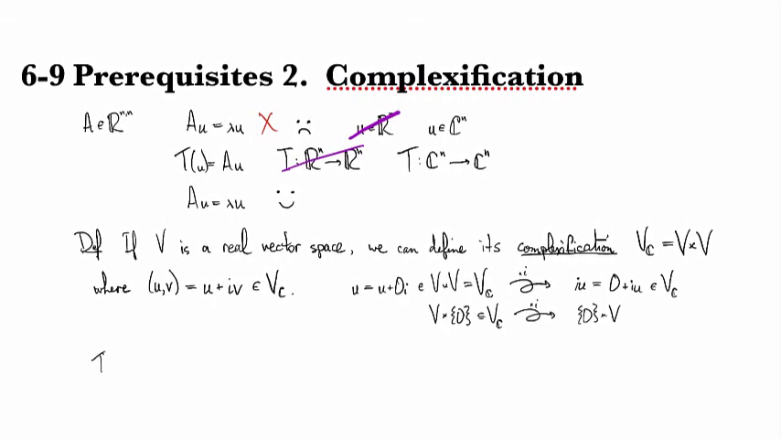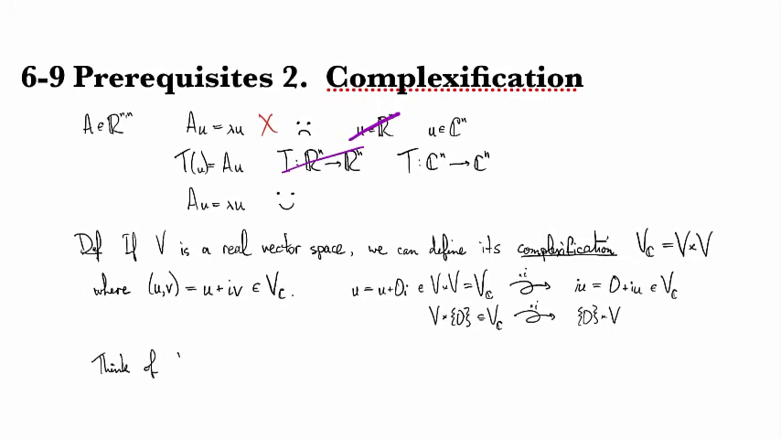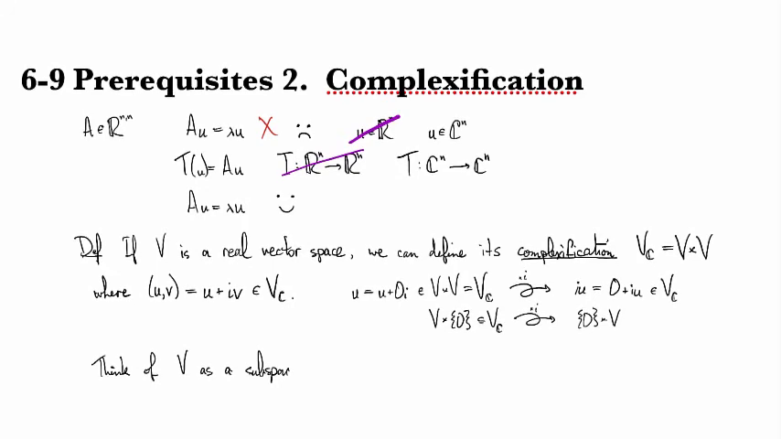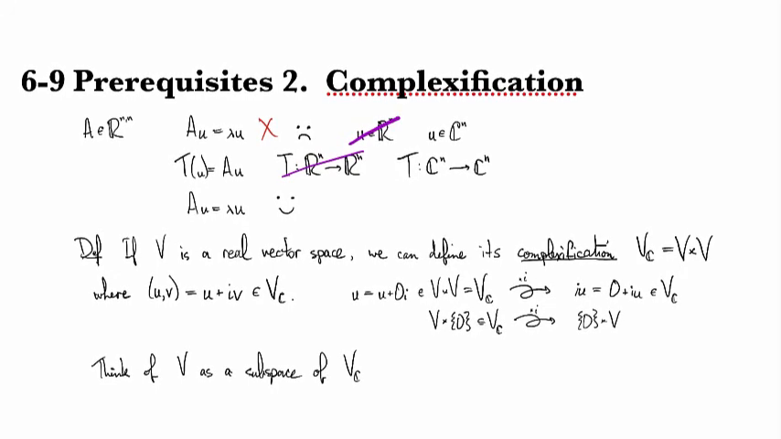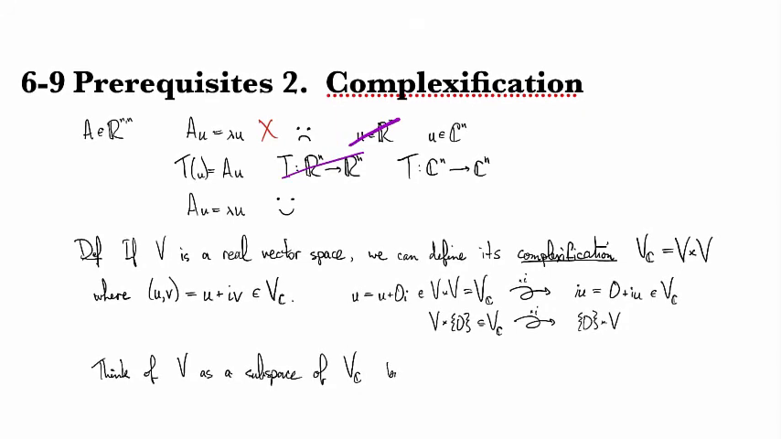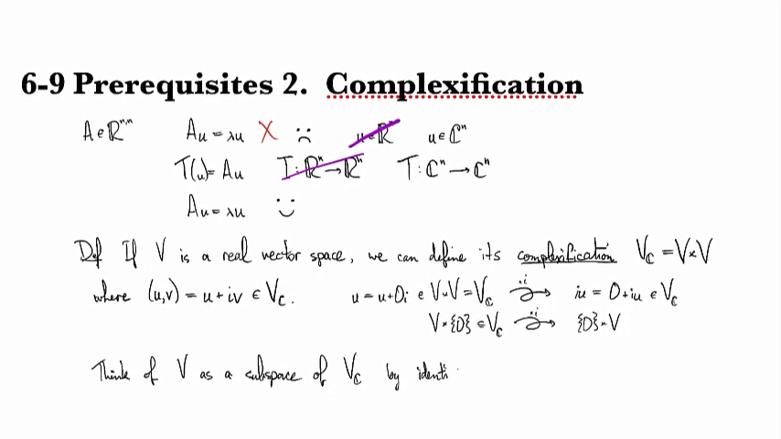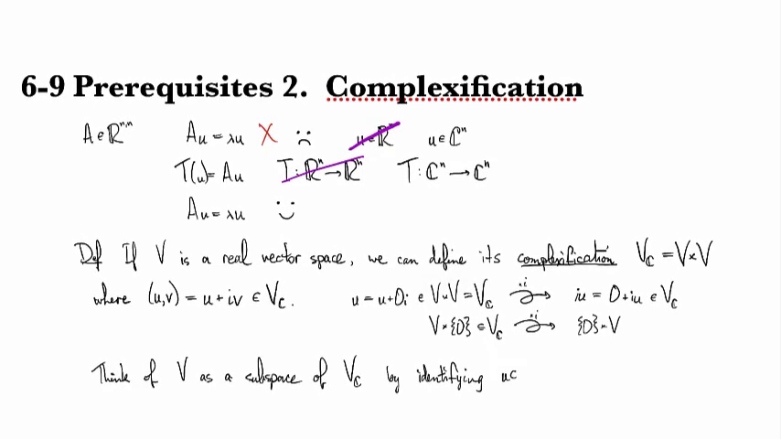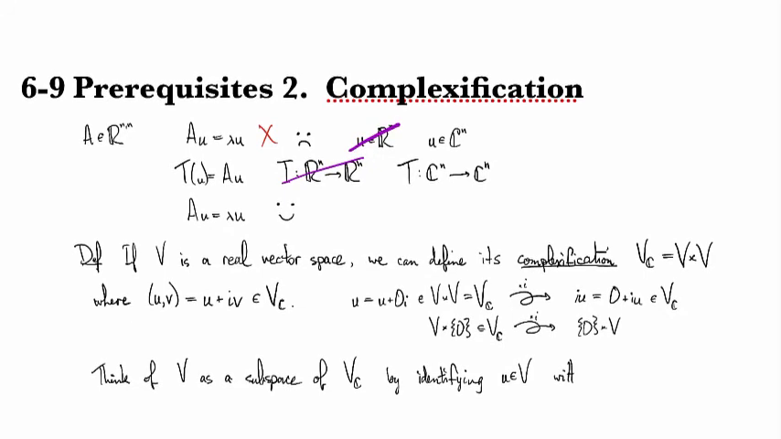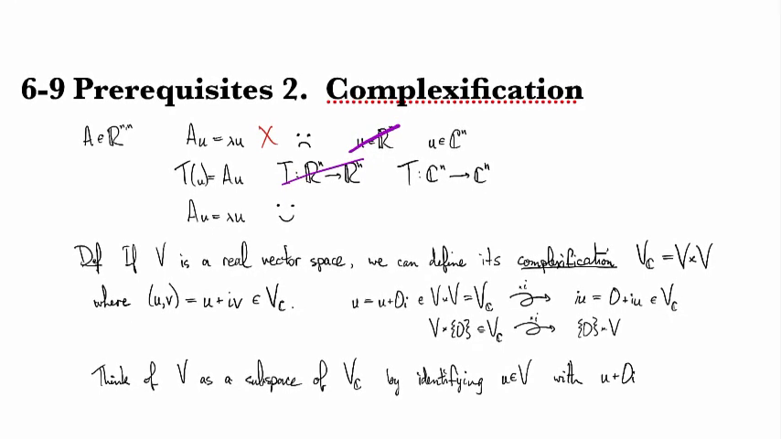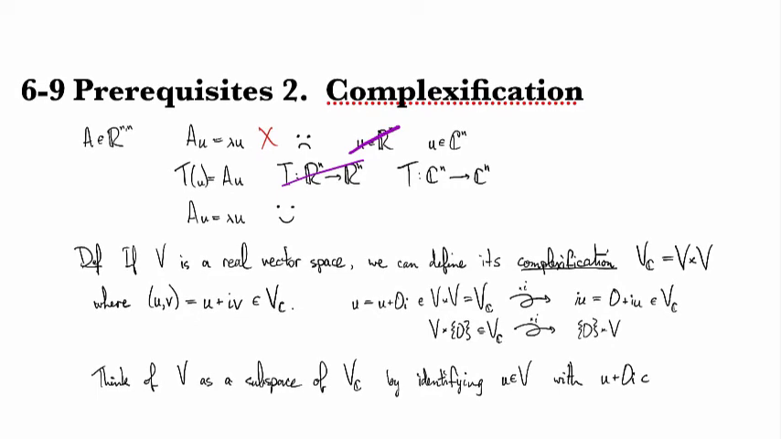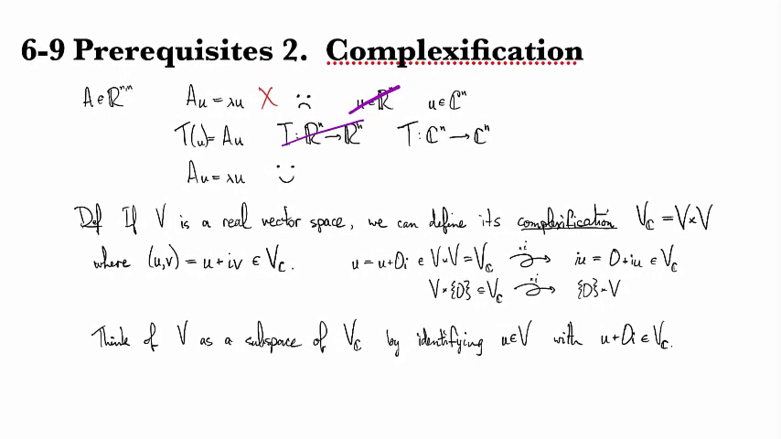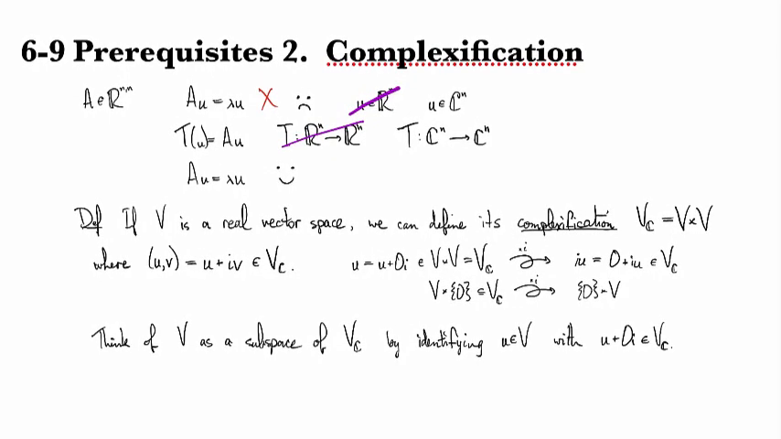So first, let me just write down, we're going to think of V as a subspace of V_C by identifying an element u of V with u + 0i. And that's exactly what we do with real numbers, right? We think of the real numbers as a subfield of the complex numbers.